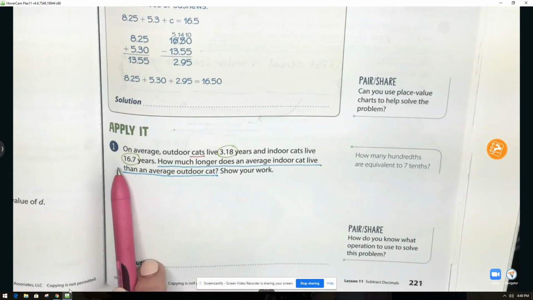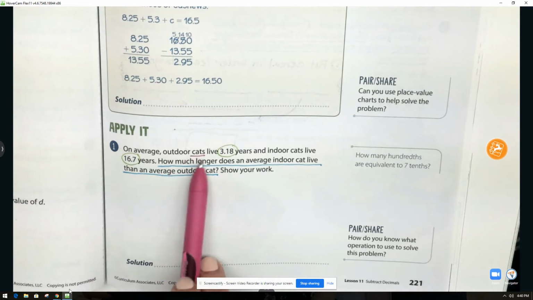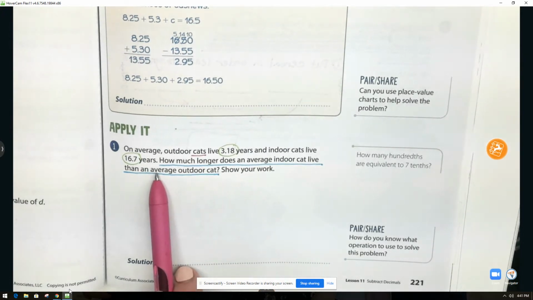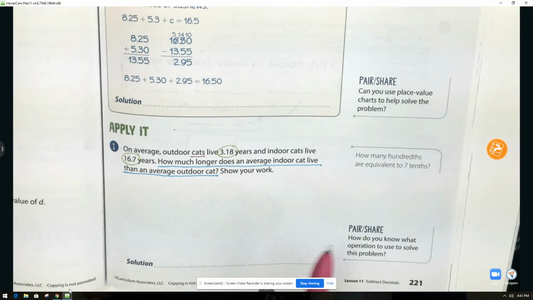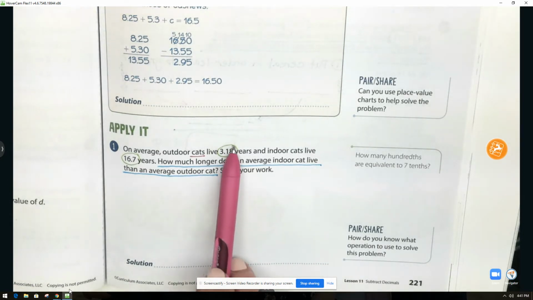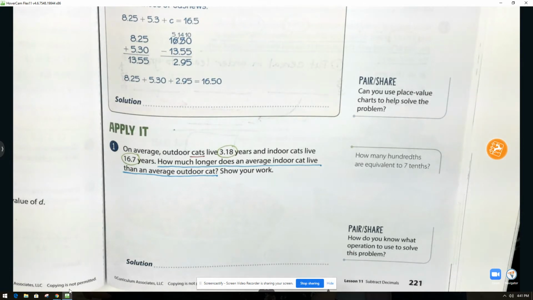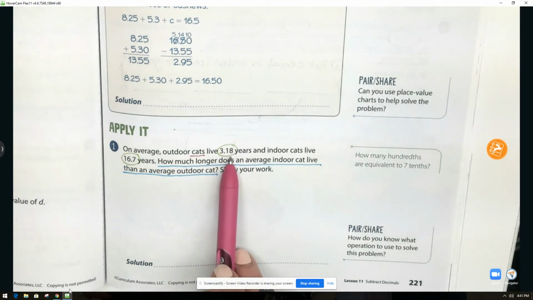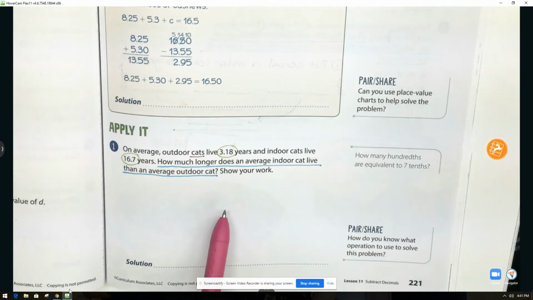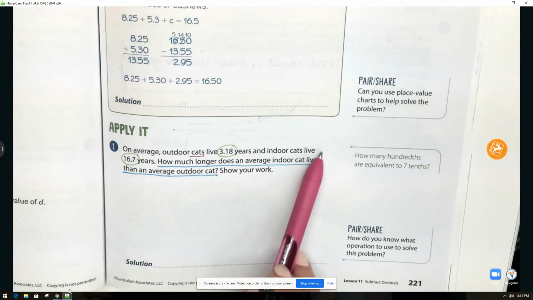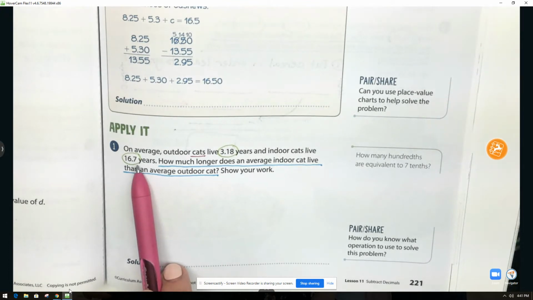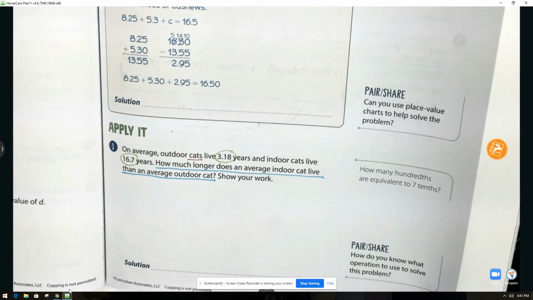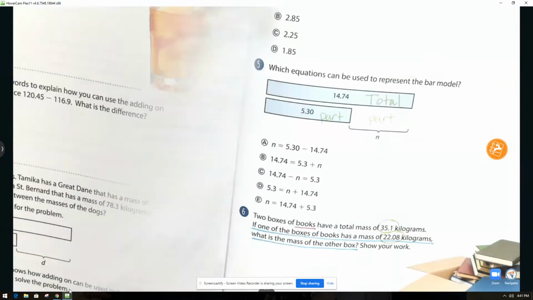Show your work. So we know this question is about cats. The question we're trying to find out is how much longer indoor cats live than outdoor cats. And then our important information is that indoor cats live for 16 and 7/10 years on average, and outdoor cats live for 3 and 1800 years on average. So to solve this, you need to take your longer value and subtract your shorter value. Or if you'd like, you could also use an adding on strategy where you start with the shorter value and you add on until you get to the 16 and 7/10 years, and then add together all of what you add on. Whichever strategy you prefer is the way to go. Go ahead and solve that, and then go to number 2.